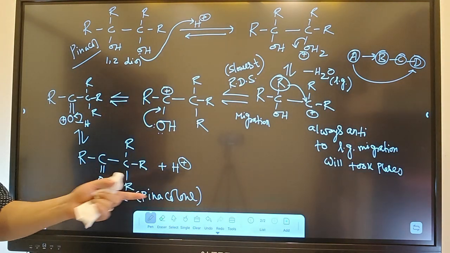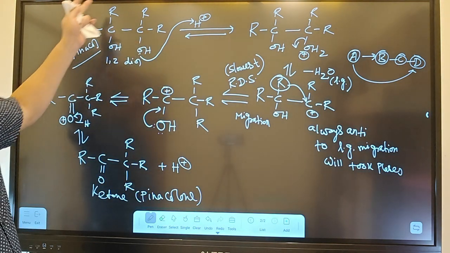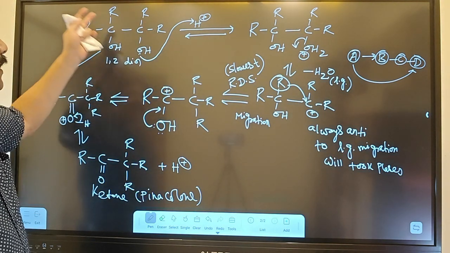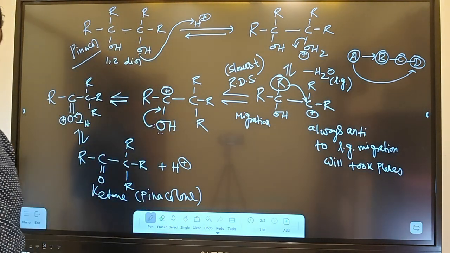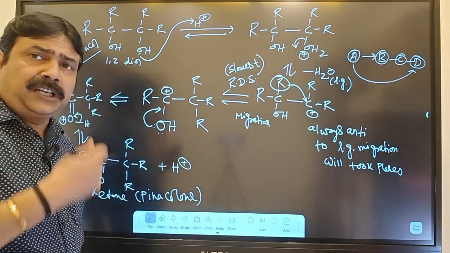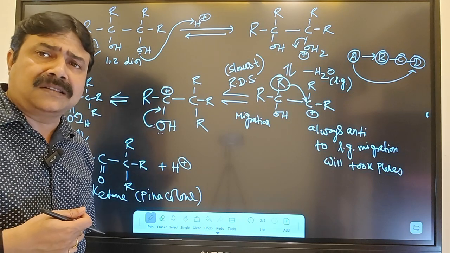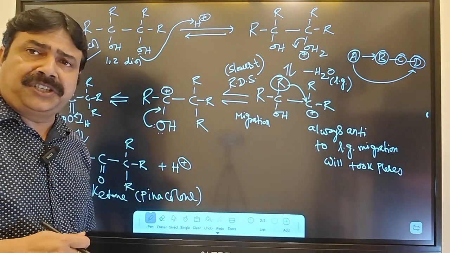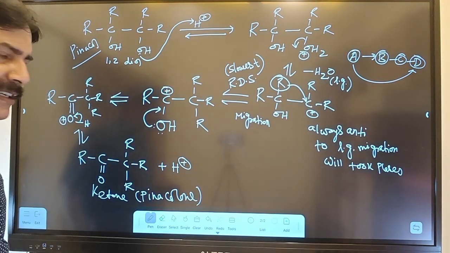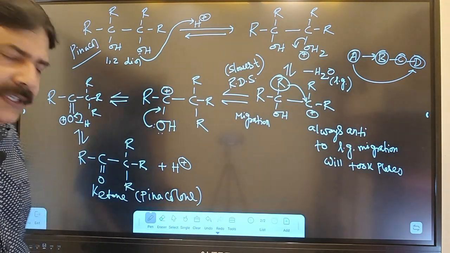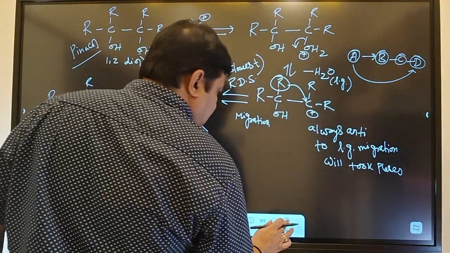Now the question is, here everything was the same symmetrical group. That's why I did protonation at any place. But if the groups surrounding the 1,2-diol are not the same, where will the protonation be and who will migrate? Based on that we need to get clarity. So I am giving 2 examples and you will get clarity on that.